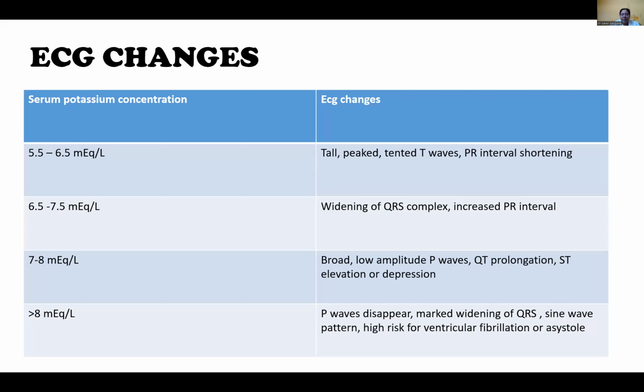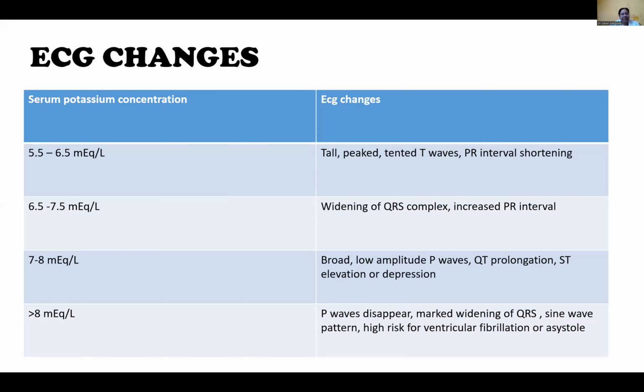When it's between 5.5 to 6.5, there are tall peaked tented T waves with PR interval shortening. If it is between 6.5 to 7.5, there is widening of the QRS complex with increased PR interval. If it is between 7 to 8, there are low amplitude P waves and QT prolongation. There can be ST elevation or depression. And more than 8, the P waves disappear. There is marked widening of the QRS complex, a sine wave pattern, and this is a very high risk for ventricular fibrillation or asystole.